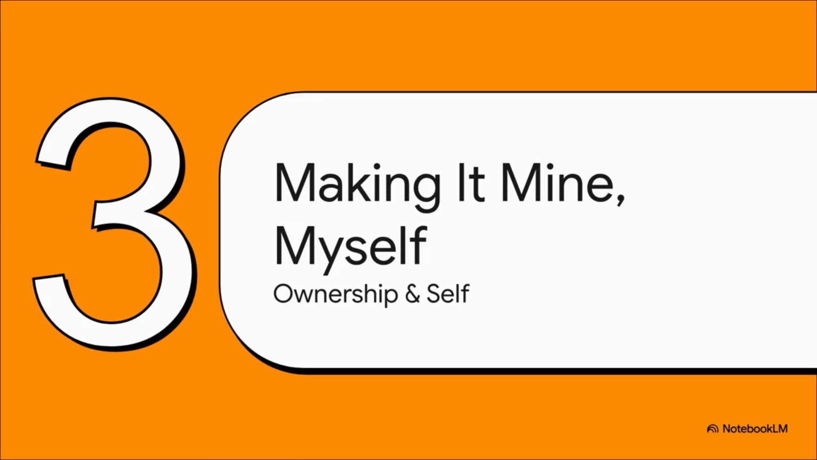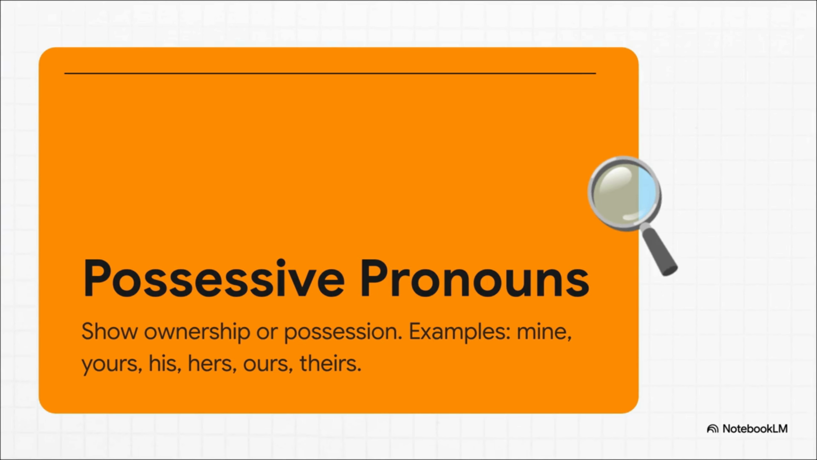All right, let's get a little more specialized. Time to add some new tools to the kit. Now we're talking about how to show that something belongs to someone and how to refer back to yourself in a sentence. Okay, possessive pronouns. These are easy. They show who owns what. So instead of saying, that pen is my pen, which is clunky, you just say, that pen is mine. Clean, simple, and it shows ownership.